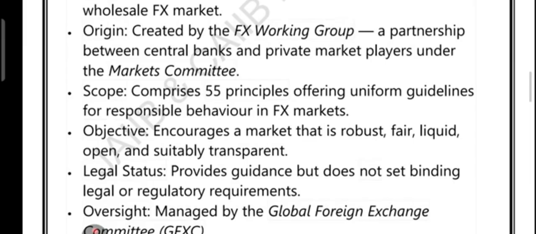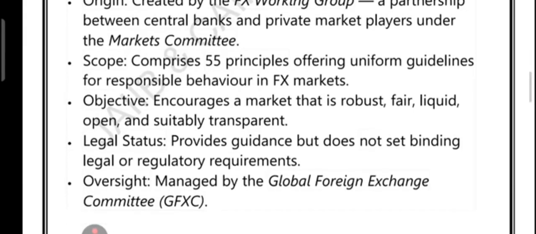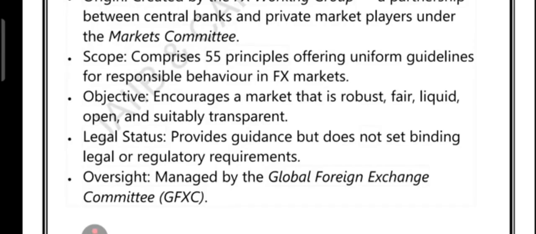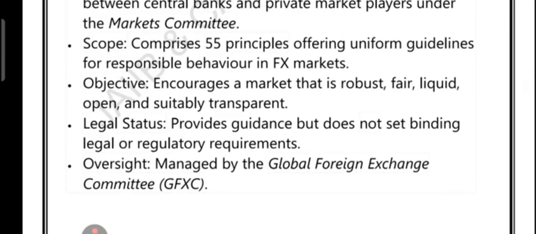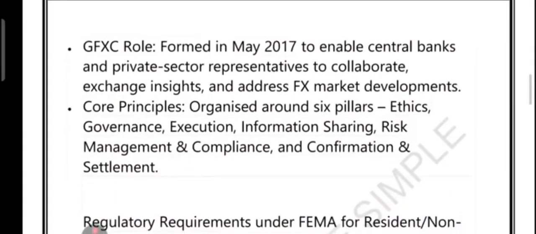What is the goal of this code? The goal is to keep the market strong, fair, liquid, open and transparent. The FX Global Code is not just a law, it is best practice advice. It is overseen by the GFXC, the Global Foreign Exchange Committee, which started in May 2017 to bring together banks and market players to share ideas and tackle new issues. The code is built on 6 main pillars. What are the 6 main pillars? Ethics, governance, execution, information sharing, risk management and compliance, and confirmation and settlement.